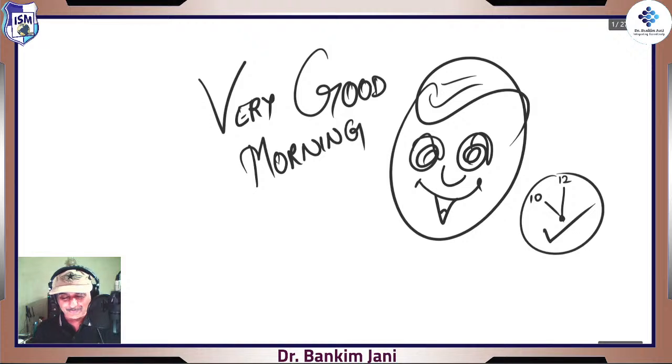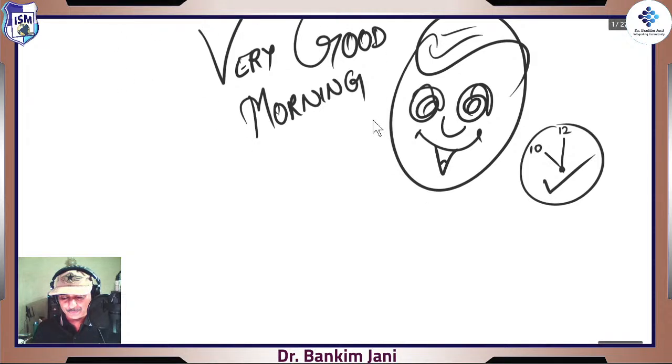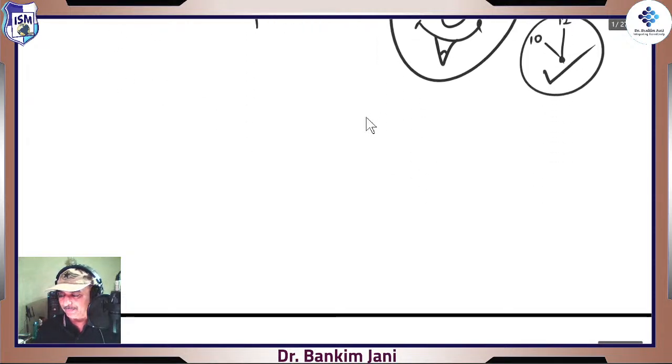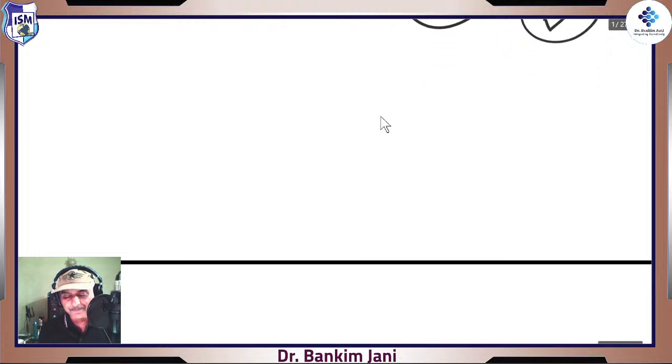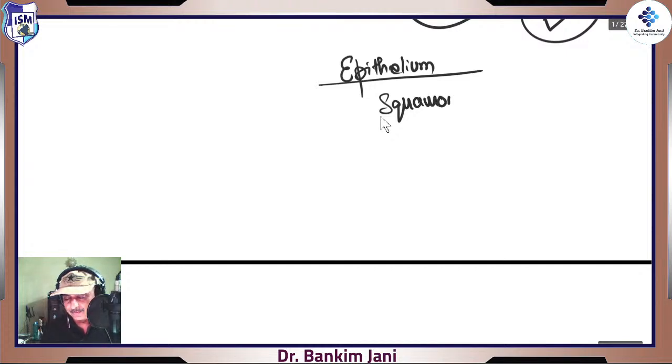Now, I'm sure that you must have revised yesterday's topic. So what we do now is, because today there'll be so much, let's revise some of the salient features of what we revised yesterday. We were talking about epithelium, correct? And in epithelium, we learned about the squamous epithelium, true? In squamous, the nucleus was flattened. And then we saw examples of it. So this was our first part.